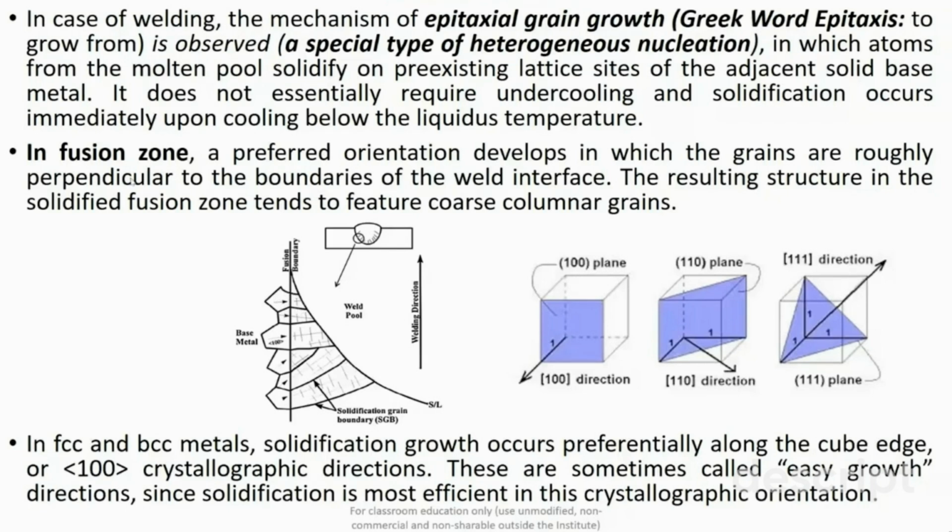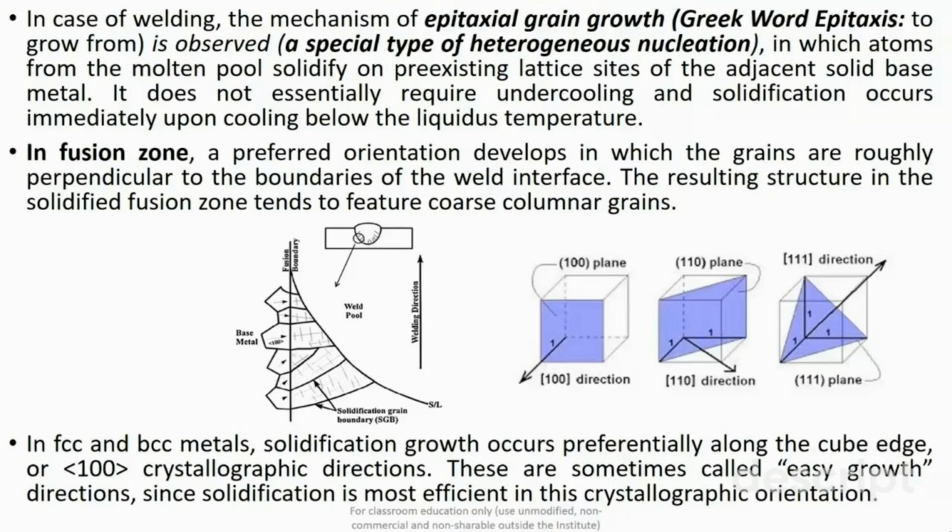And in the fusion zone, a preferential orientation develops in which the grains are roughly perpendicular to the boundary of the weld interface. You see, this is the fusion boundary and the grains are roughly perpendicular to the boundary of the weld interface. So this is your weld interface, and you see these grains are roughly perpendicular and they have grown from the solidified or partially melted grains from the surface of the base metal. They grow in a spatial direction. The grains on the surface of the base metal, they are oriented in a spatial direction.